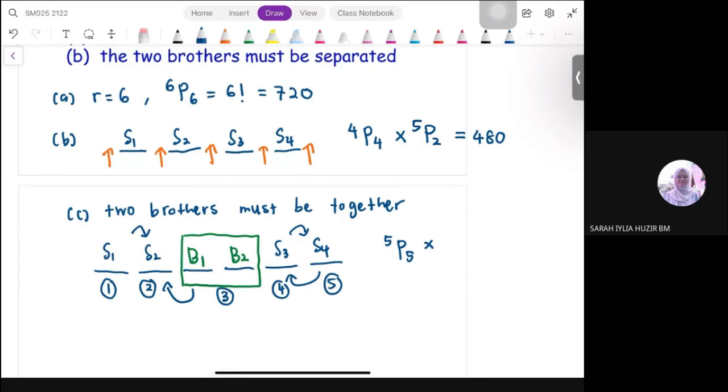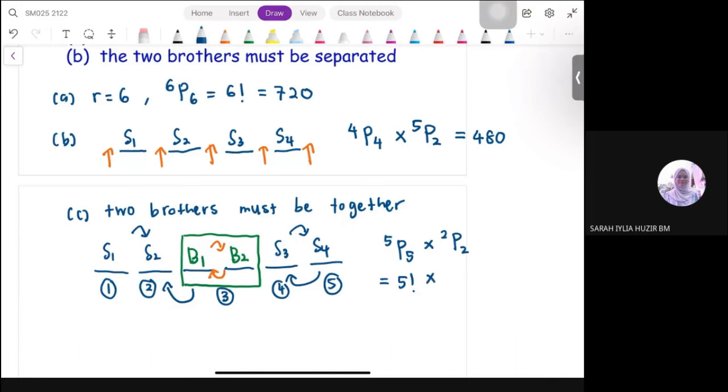Kita boleh tukar juga susunan between those 2 brother, sebab dia tak cakap siapa mesti duduk kiri, siapa mesti duduk kanan. Kita boleh tukar between the 2 of them. So, we have to multiply with 2P2. Kalau ada 3 brother, 3P3. Macam tu. Alright, so 5P5 can be simplified as 5 factorial.